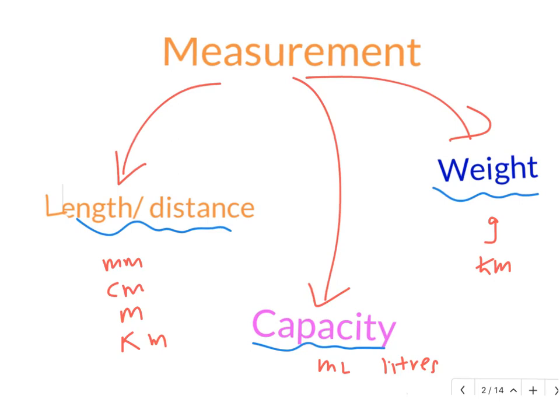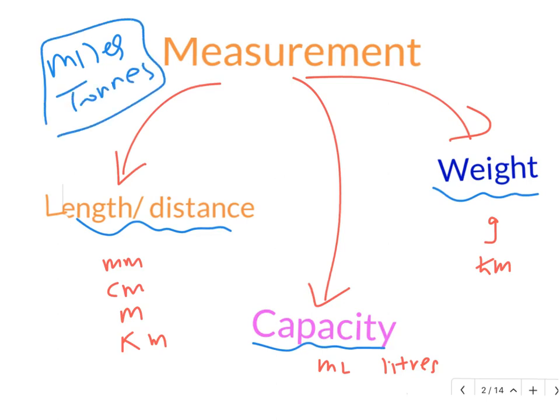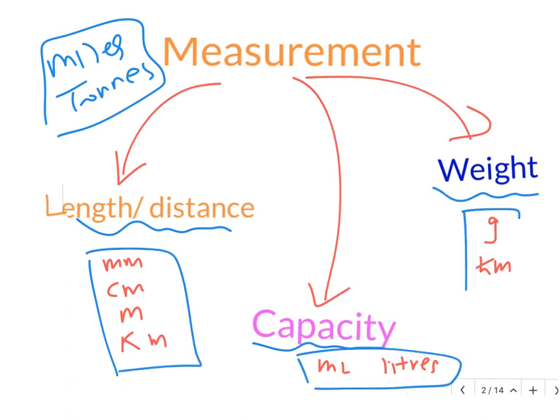Sometimes your parents might use the word miles, they might use the word tons, different type of units of measurement. They're what we call the old units of measurement, but for us we only use the new kind. So that would be any of the ones here in the blue boxes. So millimetres, centimetres, metres, kilometres, millilitres, litres, grams, kilograms.